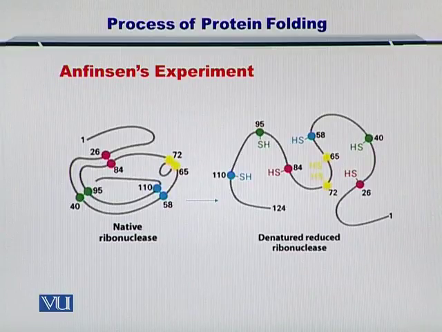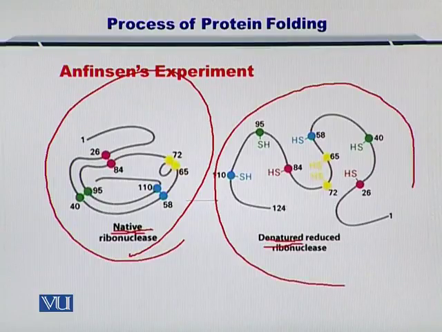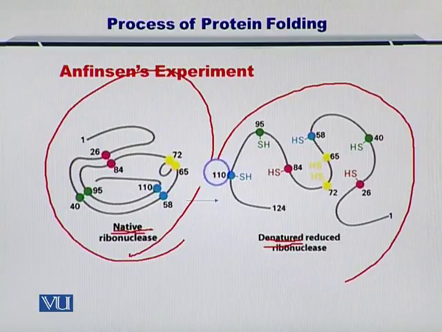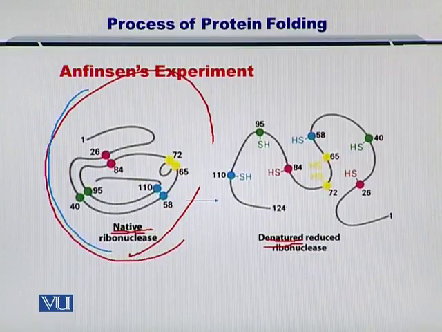Anfinsen's experiment showed us a very interesting insight into this folding process. Here, he took a ribonuclease in its native, folded form, and then he denatured it, and it got converted into a linear chain. So essentially, this is unfolding a protein. Once he was able to achieve this, the unfolded protein lost its function. It was no longer able to perform the functions that it was able to perform in its folded shape.